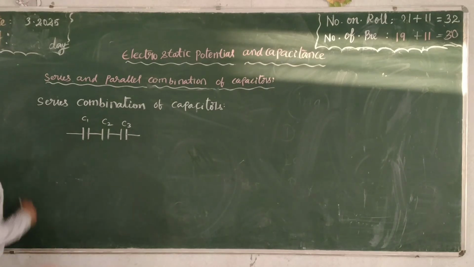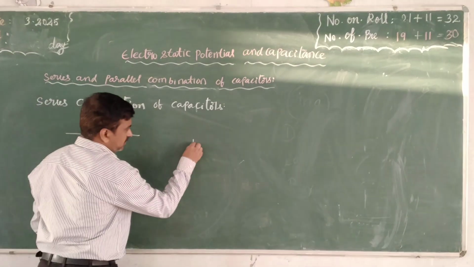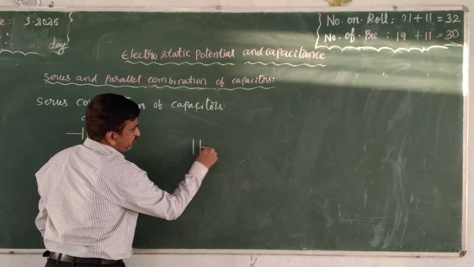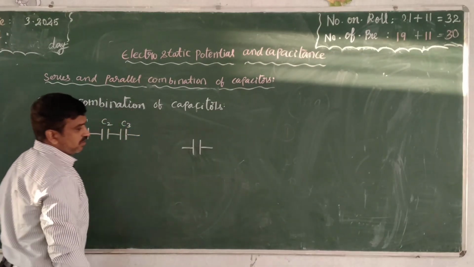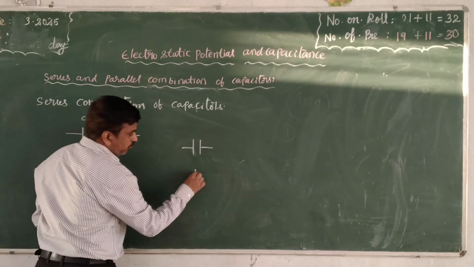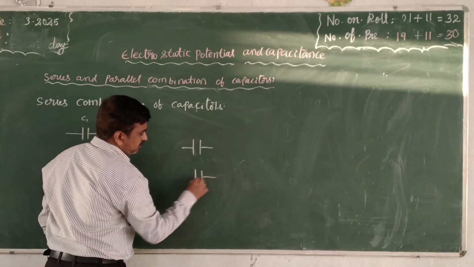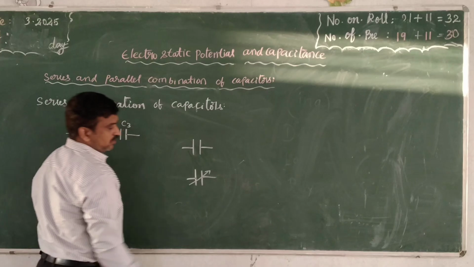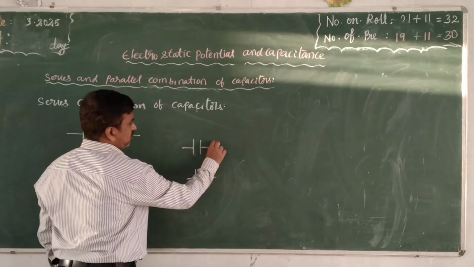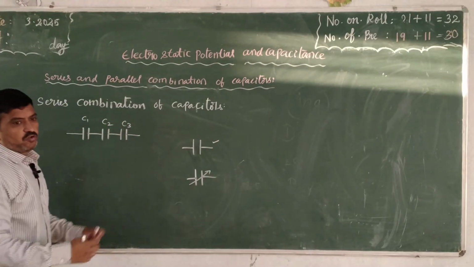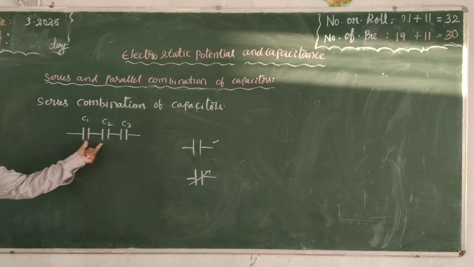A capacitor is a device which stores electrical energy in the form of electric charge. This is the symbol of a capacitor. And this is the symbol of a variable capacitor. These capacitors are constant, meaning defined quantities. So these capacitors we connect in series.